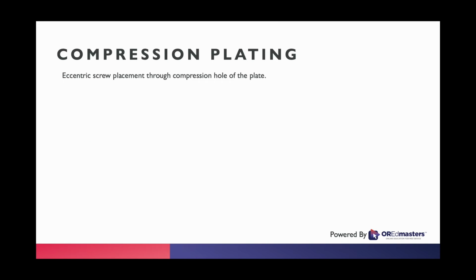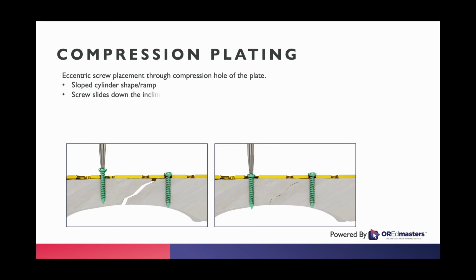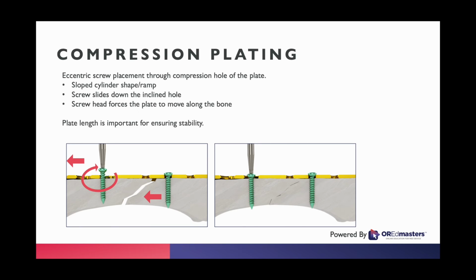Compression of the fracture using a plate is usually produced by eccentric screw placement through one of the plate's compression holes. These holes are shaped like a sloped cylinder. The screw head slides down the inclined hole as it is tightened, and the head forces the plate to move along the bone, thereby compressing the fracture. It is important to use a plate that is long enough on each side of the fracture. Plate length is more important than the number of screws for ensuring stability.